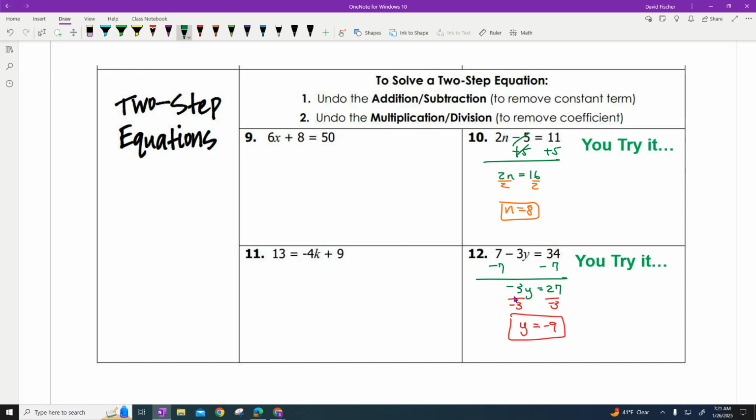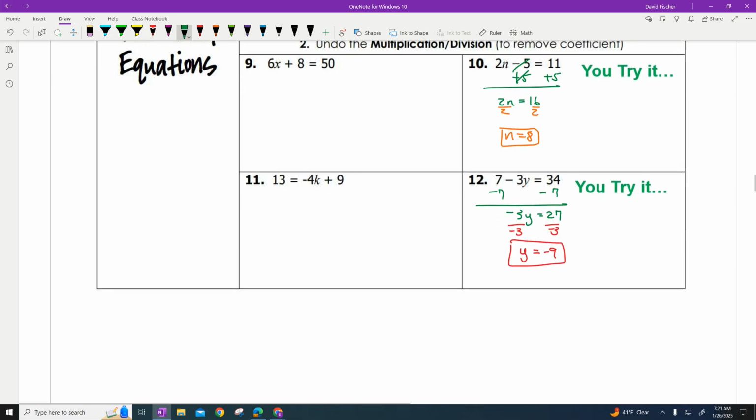got 8. Down here, first step was get rid of that 7 to undo a positive, even though there's no plus sign. I see it's a positive 7. If it was a negative, they'd have a negative sign there, so we assume it's positive. Subtract 7 from both sides. I got negative 3y equals 27.